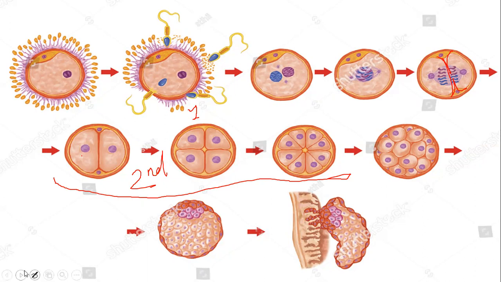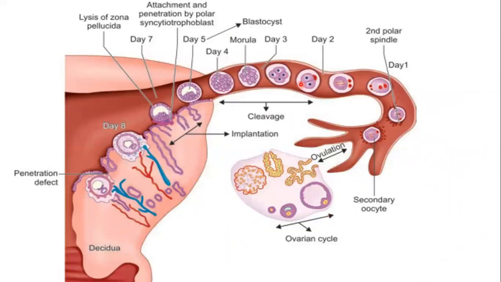Now we come to the third day. What processes take place at the time of the third day? The third division also takes place on the second day. This entire thing till the third division, or the eight cell stage, is still present in our fallopian tube, and it is not present in our uterine cavity. So you can see the two cell stage, four cell stage, eight cell stage. The 8 to 16 cell stage is known as the morula, and it is the early morula, still present in the fallopian tube.